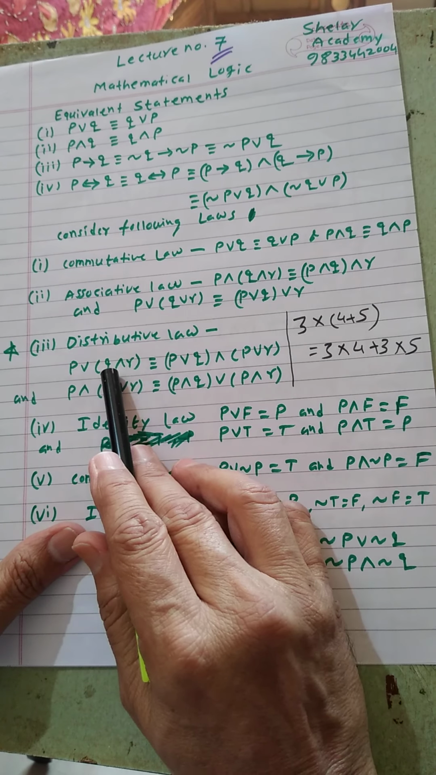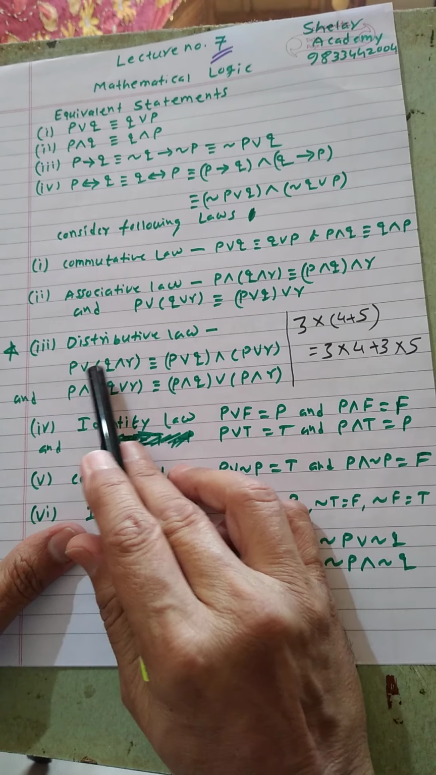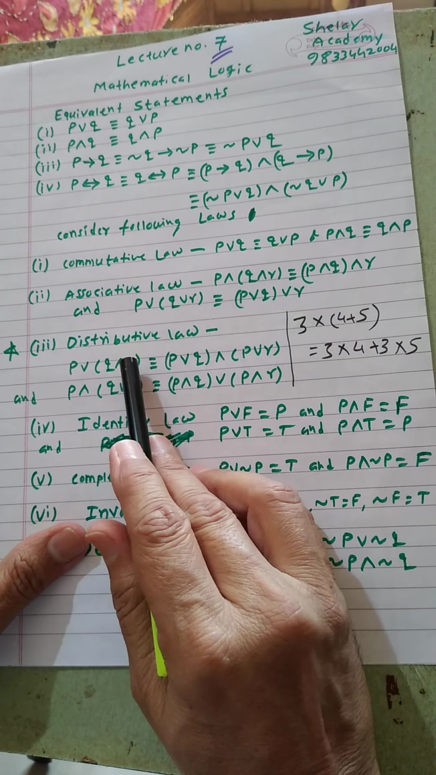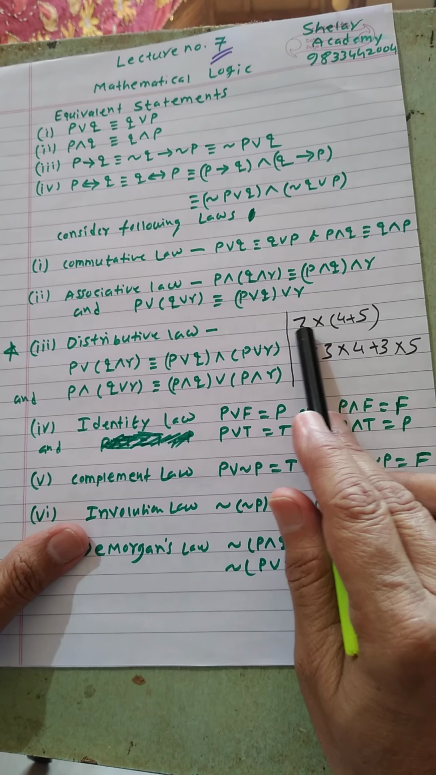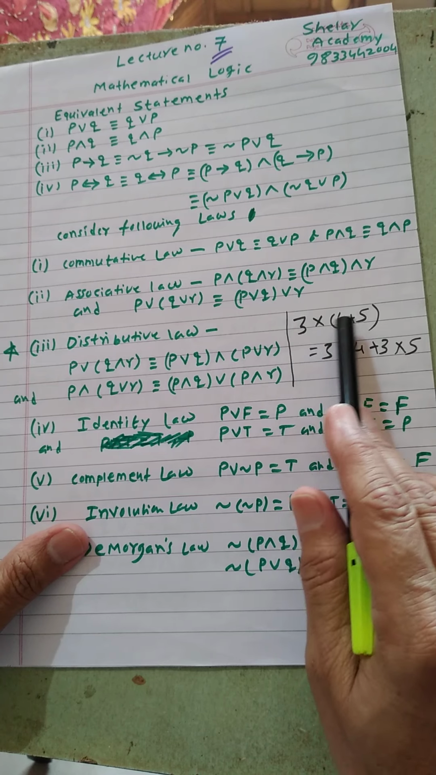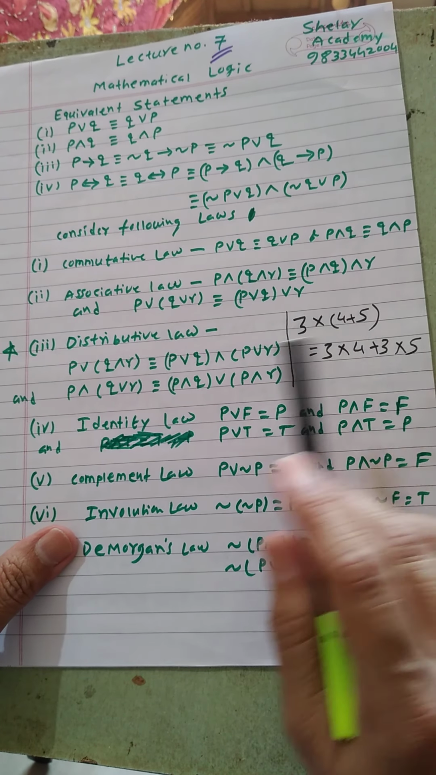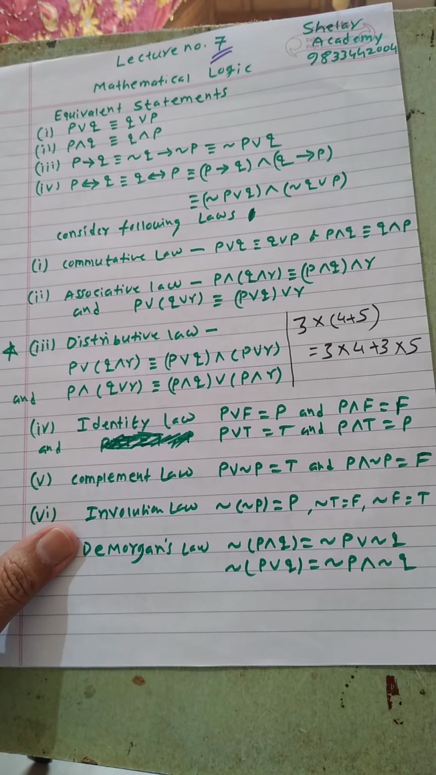P or bracket Q and R. Here is or and here is and. Then it is P or Q, and P or R, joined by and. It is like opening the bracket. Just like 3 into bracket 4 plus 5 is equal to 3 into 4 plus 3 into 5. That is called the distributive law.